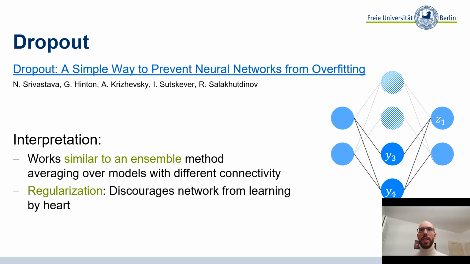And the second interpretation is that dropout works as a regularization because it discourages the network from learning anything by heart. The idea is, if your network can't rely on individual connections and individual neurons to remember your data, it's not going to try learning the data by heart because it can't rely on the stability of those connections and neurons, but instead it's going to try to learn more general knowledge about your input.